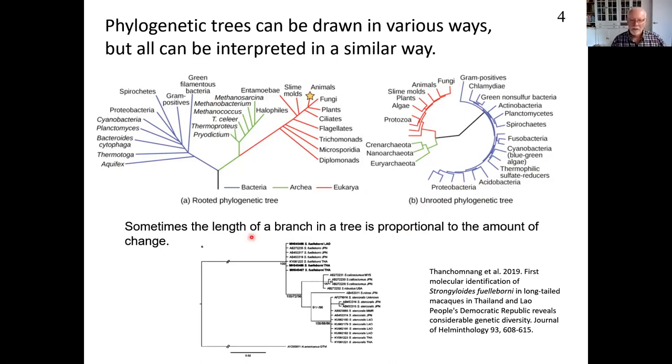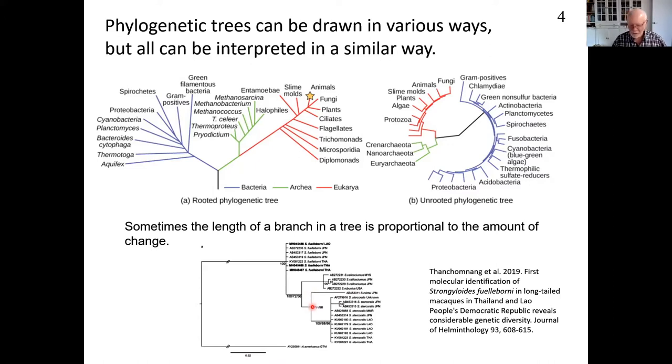And sometimes you can draw the lengths of branches in a tree proportional to the amount of change. This tree was published by researchers at KKU in 2019. There are DNA sequences from Strongyloides phuiliborni and Strongyloides stercoralis, two common parasites. This phylogenetic tree was drawn to show the difference between them, and it also shows the different branch lengths. There is a scale bar here. It's not very easy to see, but 0.02 means that on a branch of that length, 2% of the DNA bases have changed. So roughly from this node to Strongyloides mirzai, I think that is, the DNA sequences have changed 2%.